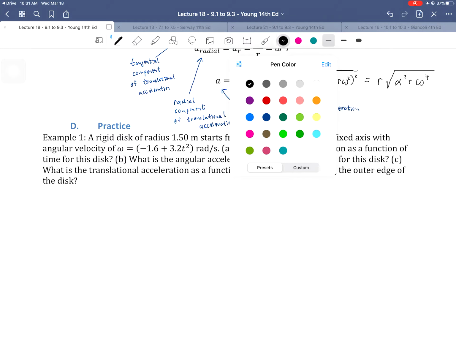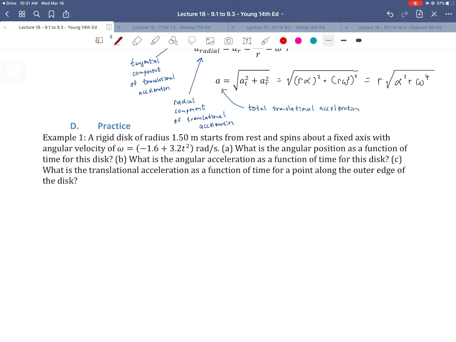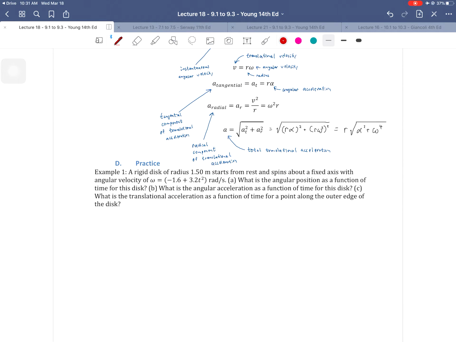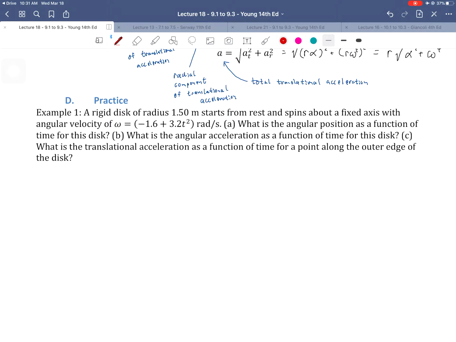Okay, welcome to the second part of our lecture, part 1 of lecture 18. We're defining our rotational terms. All right, so let's put some of these rotational terms and definitions to use, and that's what we're going to do with example 1.